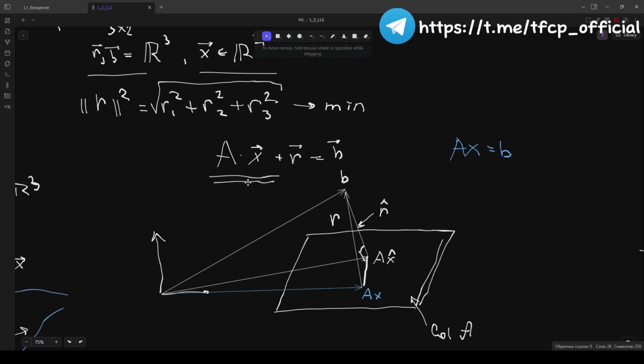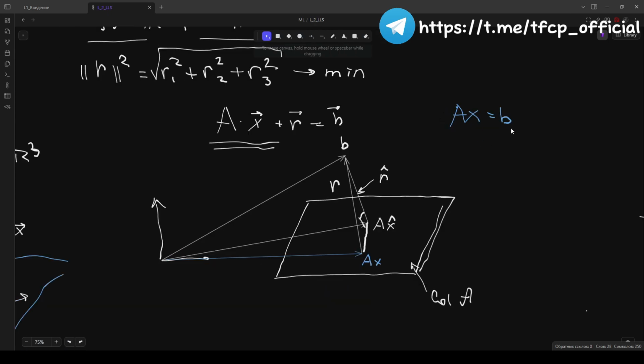Now, if we had the equation Ax equals b and it had a solution, then this vector b would also lie in this plane. But in fact there is no exact solution to this system. We have an exact solution to the system Ax plus r equals b. This means that the vector b lies outside of this plane. So this is what we have. The vector Ax lies in the plane, while the vector b lies outside the plane.